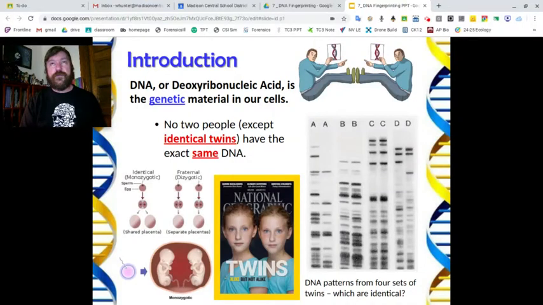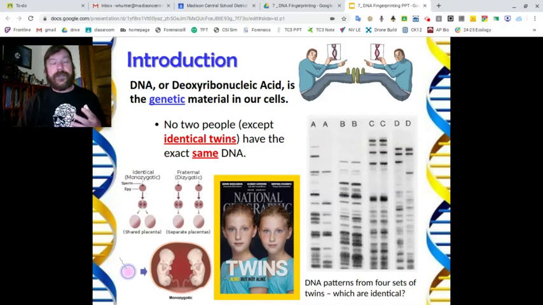To introduce DNA, everybody should understand that it is deoxyribonucleic acid. It is a very important genetic molecule. It is present in all of our cells except for mature red blood cells. They don't tend to have DNA because they don't reproduce on their own. It is true that no two people have identical DNA, even though it says here except identical twins.